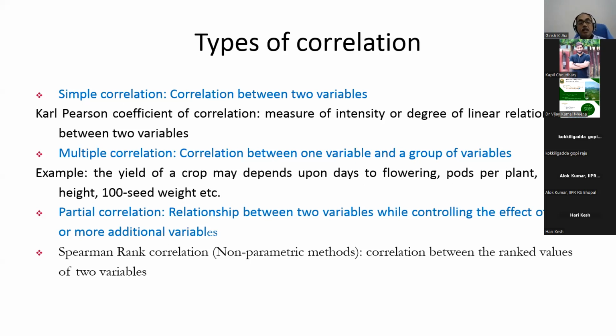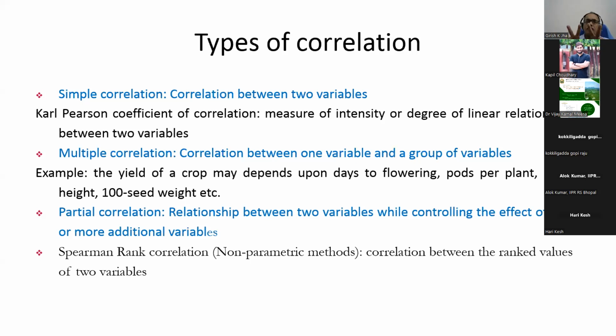And then the third concept is partial correlation. Partial correlation means, if you have two variables, then you have only a simple correlation. But suppose you have three variables, and you want to find out the correlation between two of these. Then the correlation between these two after eliminating the effect of the third variable is known as partial correlation.